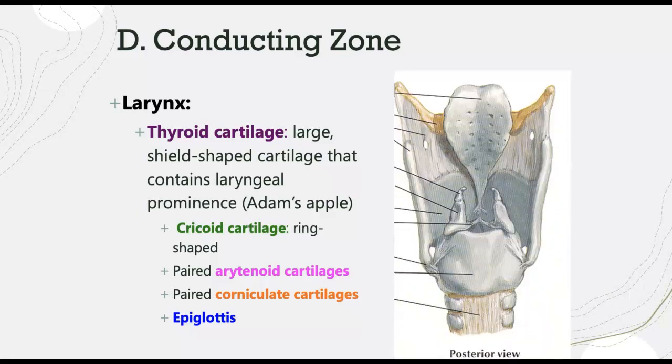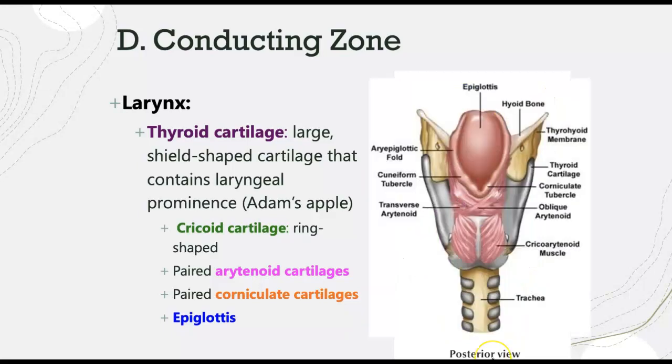Then posteriorly, we are going to have those arytenoid cartilages that you see in pink there, and sitting right on top are your corniculate cartilages. And lastly here, we have your epiglottis. Now, if you were to take a look at the larynx in actuality, you would see that it is completely covered with this mucous membrane here.